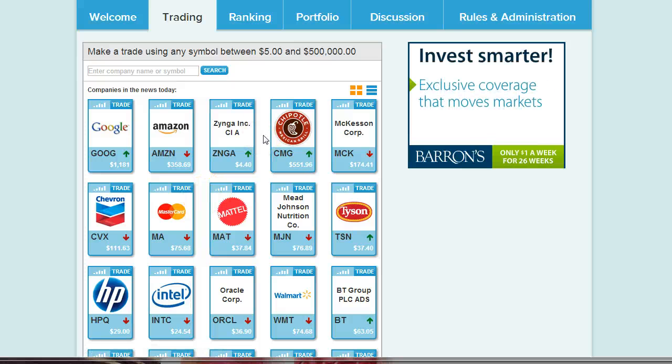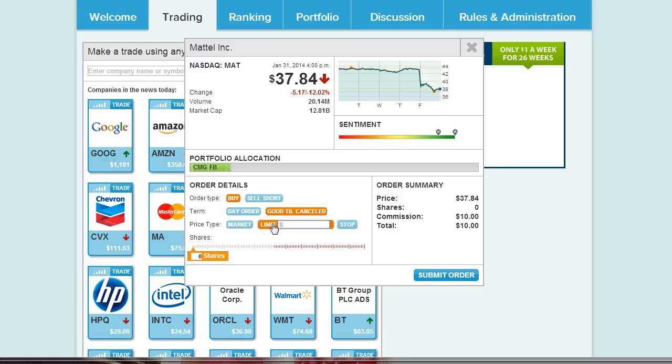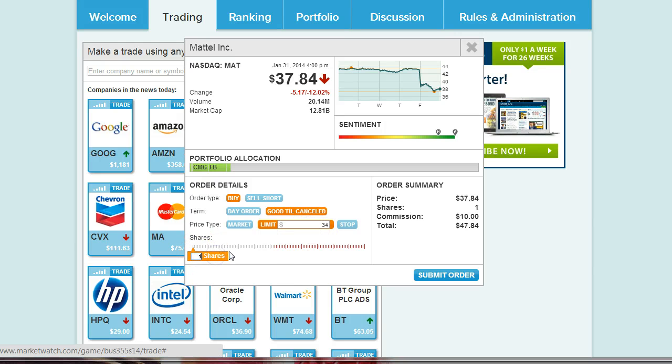Or I could place limit orders on stocks, say Mattel. I want to buy Mattel, but I want to create a limit. Mattel is currently at $37.84, and I only want to buy it if it dips down to $34. So if this stock dips down to $34, then I'm going to buy 100 shares. On the limit order, I can dictate what price I'm going to buy or sell the stock for. Within the good till cancel, which is 6 months, if this ever reaches 34, whether today, tomorrow, or next week, it will purchase the stock for me.